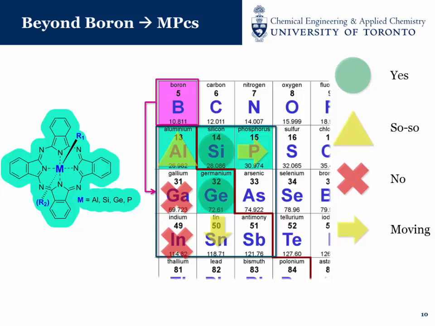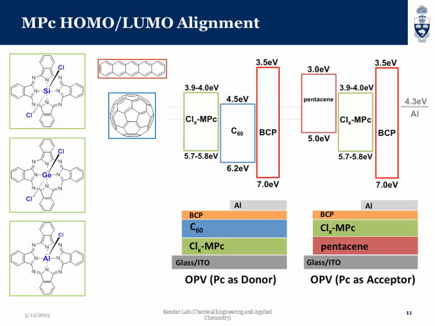Now, you can see here, X's mean no, triangles mean so-so, and green is a yes, and I'll show you today the case of silicon. The first thing we did was screen silicon, germanium, and aluminum phthalocyanine. These compounds are known in the pigment industry and known in chemistry. And we determined, again, their band structure, and again, that they could be applied either as acceptors or as donors, with C60 or with pentacene.